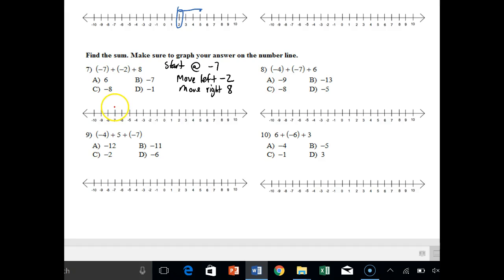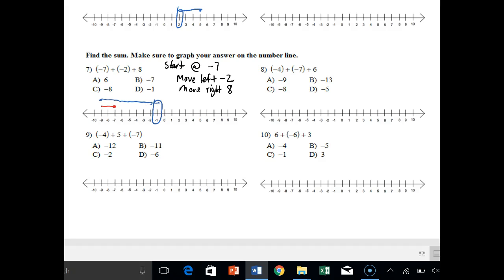So start at negative 7. Move left 2, 1, 2, then stop. And then, so I started at negative 7, I move left 2, and then you're going to move right 8 times. So up here, you move right 1, 2, 3, 4, 5, 6, 7, and 8. So you're going to stop. Your answer is negative 1.